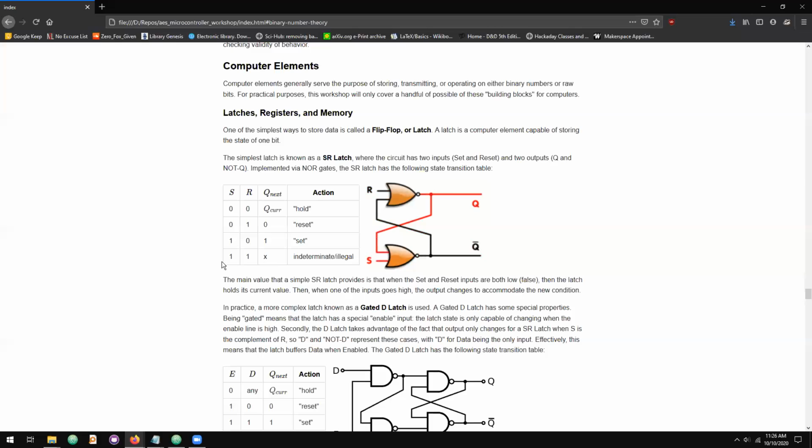For this system, applying both S and R values as high is indeterminate. So we just make sure that systems that use SR latches don't apply S and R at the same time. But using these two inputs, we can store a binary value of 1 or 0. And I mentioned the main value of this system is that when S and R are both 0, you still have that same value that you last applied at the output.